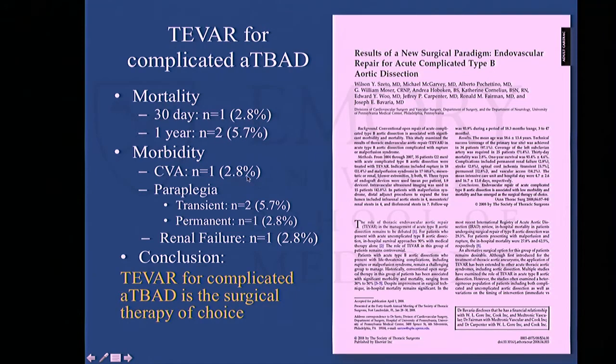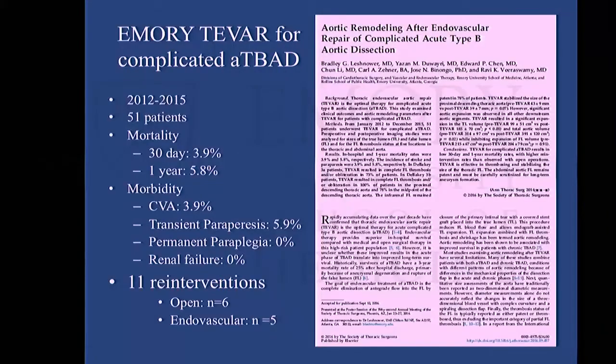They had one stroke. They had some transient paraparesis and permanent paraplegia, renal failure. But this was the paper that was sort of the first on the map, at least in this country, to say this is how we should treat patients with stent grafting for complicated Bs. There's a number of other papers that have come out. Here is our recent series in press, because we see quite a number of type Bs here. So from 2012 to 2015, we treated 51 patients.